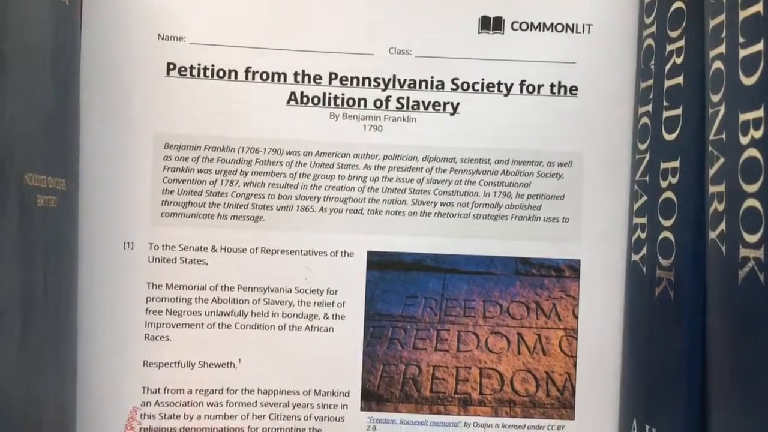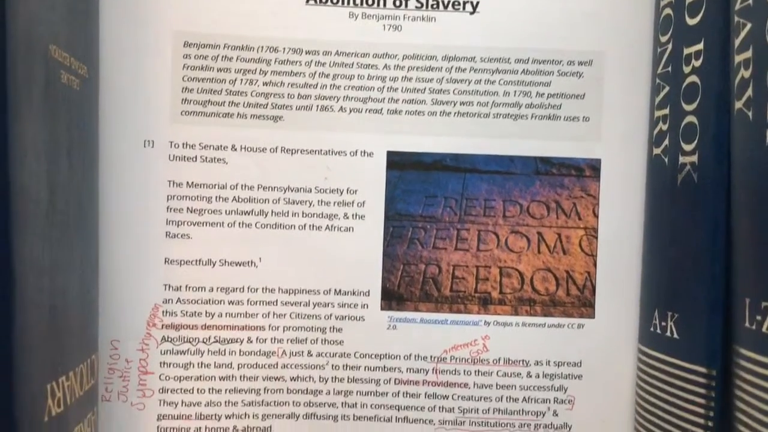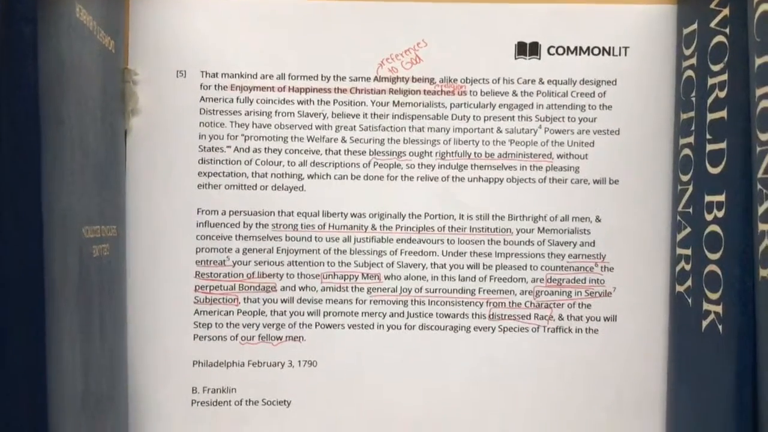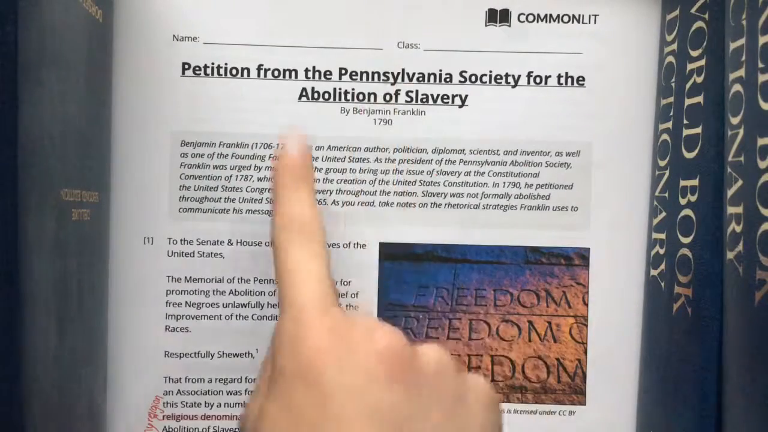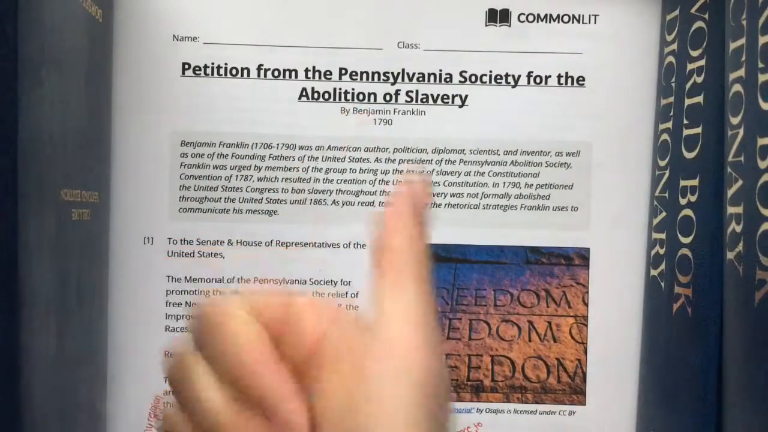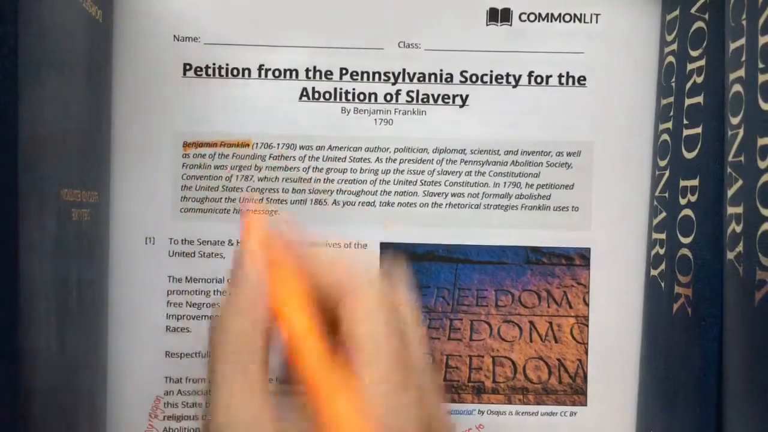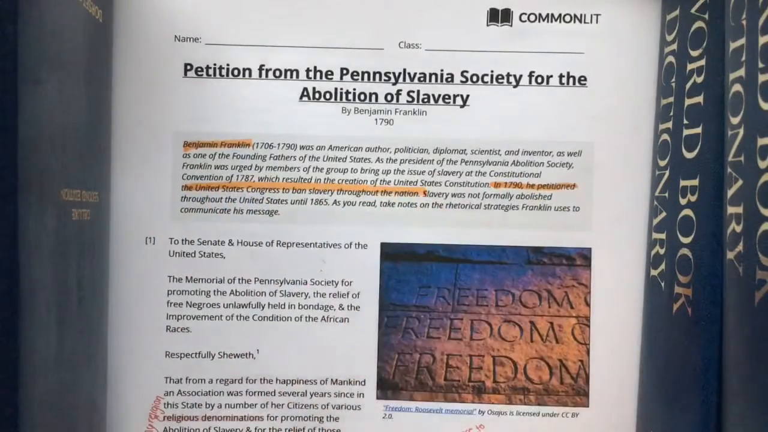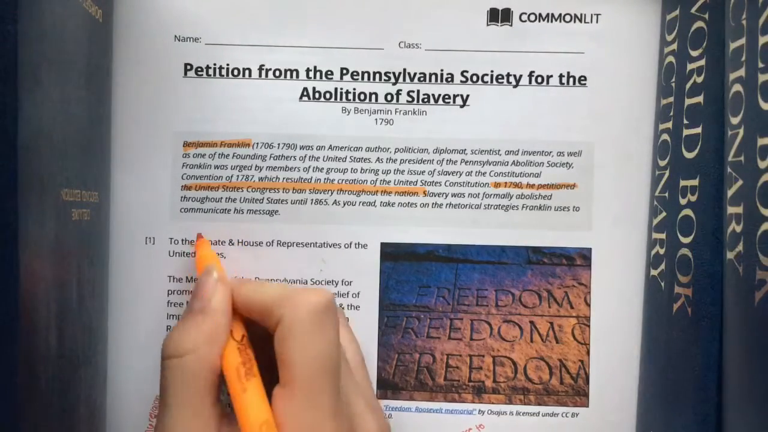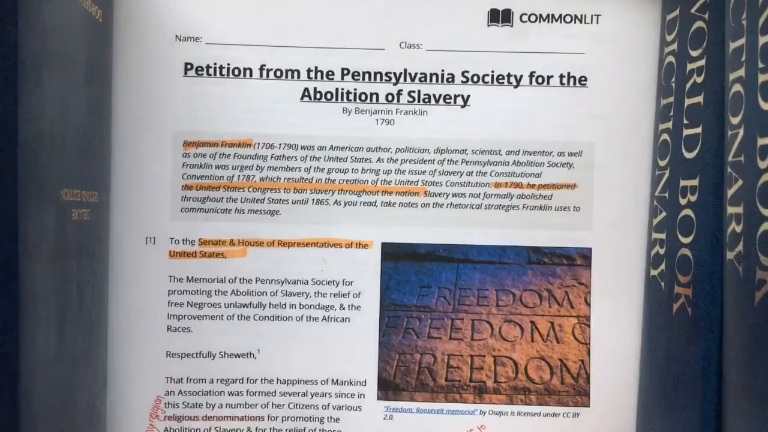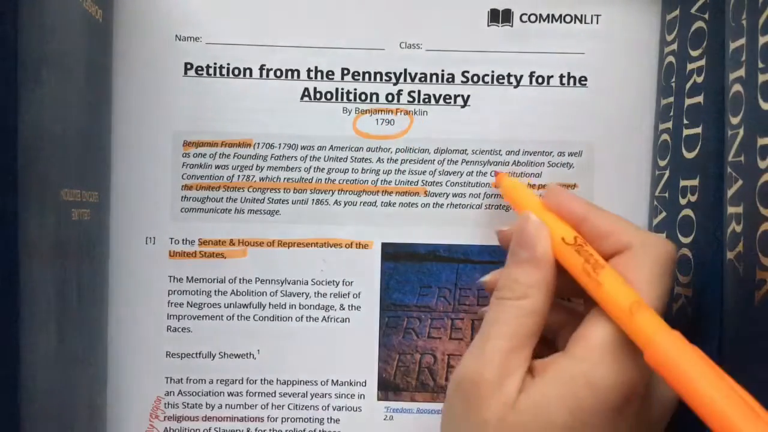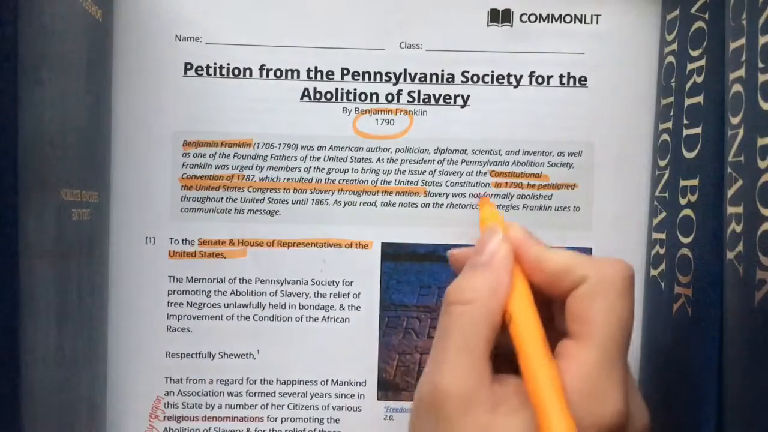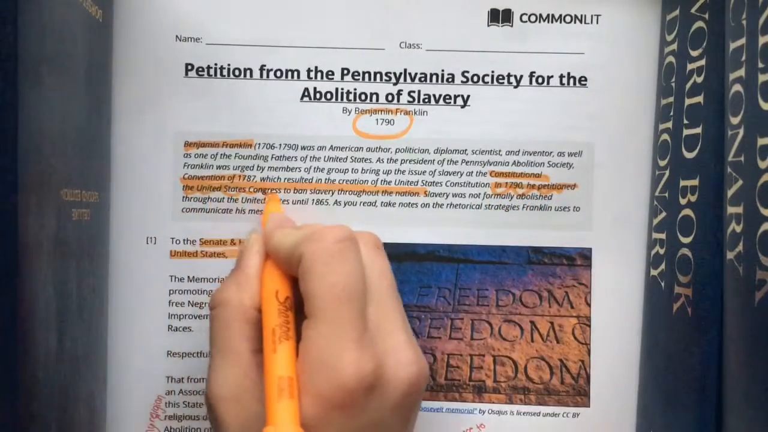This example is of Benjamin Franklin's petition from the Pennsylvania Society for the Abolition of Slavery. As I read the text, I annotated it by underlining and labeling some devices I noticed so I can go back to them while I'm organizing my analysis. On the AP exam, there will be a small paragraph outlining certain elements of SOAPSTONE. In this case, I already know that the speaker is Benjamin Franklin, the subject is slavery in the United States, his purpose is to ban slavery in the U.S., and his audience is the Senate and House of Representatives. It can be assumed that the general occasion is shortly after the creation of the Constitution and during the creation of laws to govern this nation. The rest can be determined by reading the text itself.